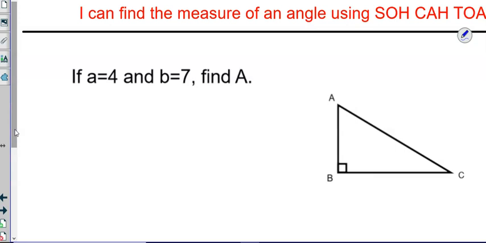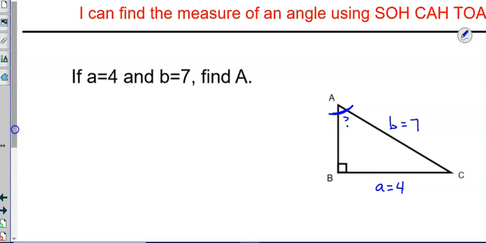So first of all, let's look at our triangle and fill in what we know. They're giving us little a, so across from big A is little a. And then across from big B is little b. And they want us to find this angle here. They want us to find angle A.